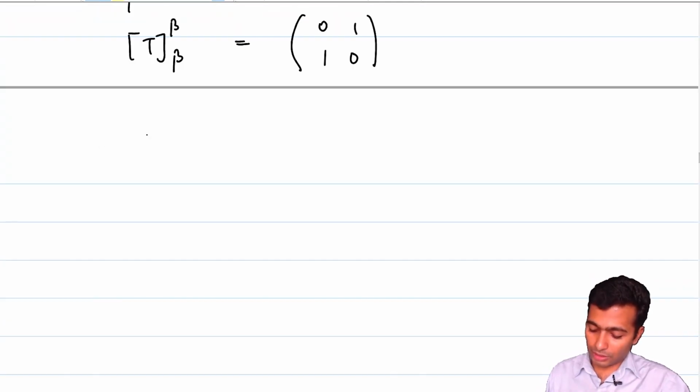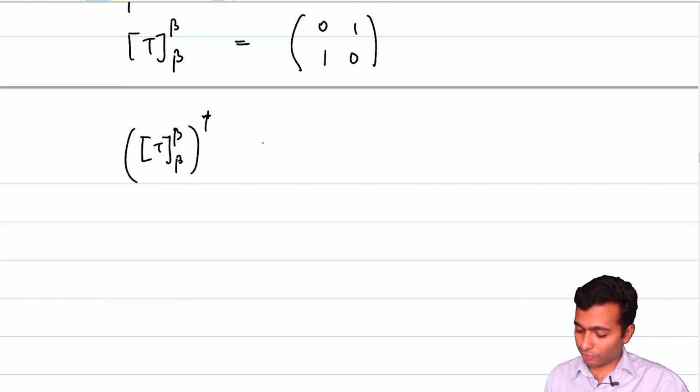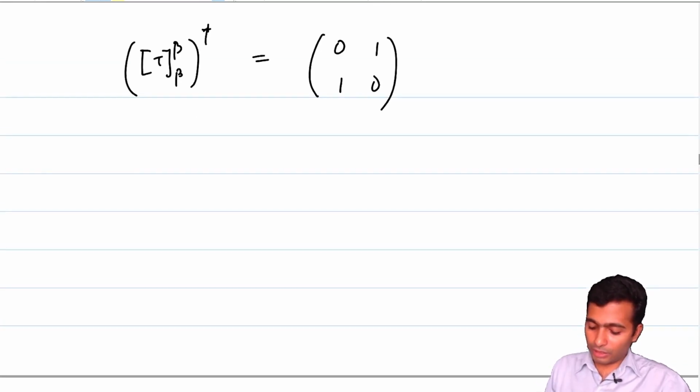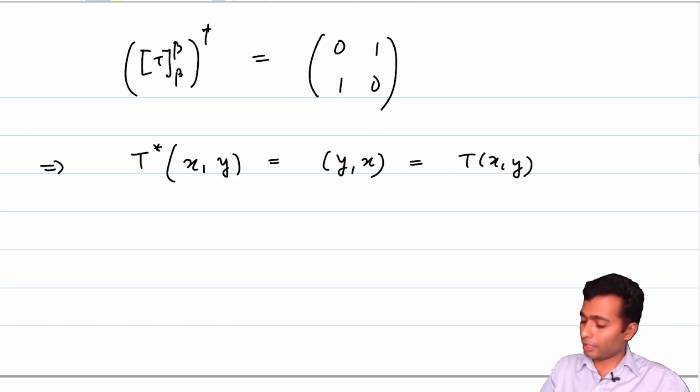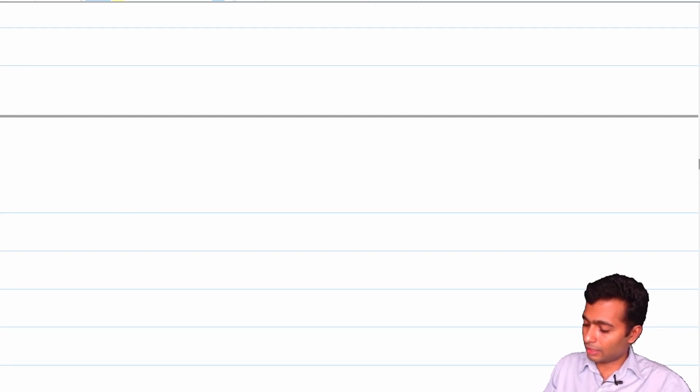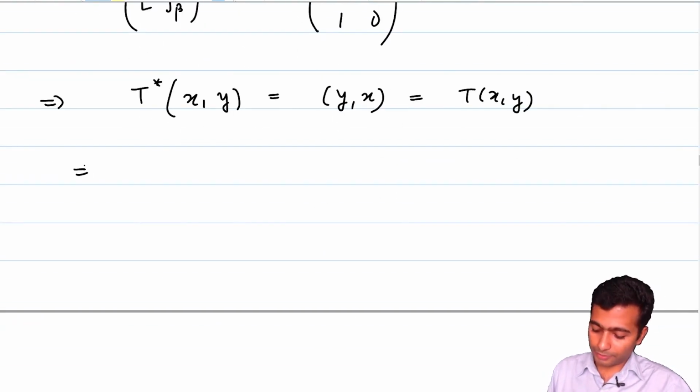What is the adjoint? The matrix of the adjoint of T is again the same matrix, and therefore the matrix of T star is going to be 0 1 1 0, and therefore T star of x comma y is just going to be equal to y comma x, which is equal to T of x comma y, right? So this implies that T is indeed a self-adjoint linear operator by the very definition.